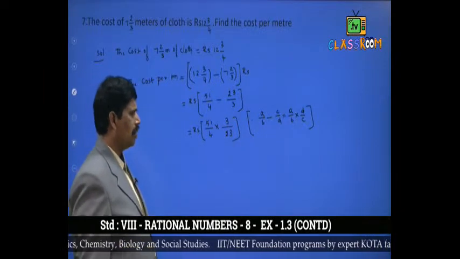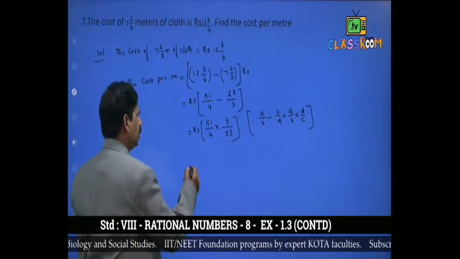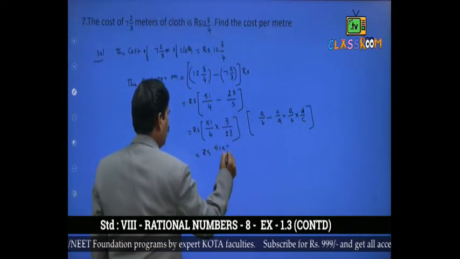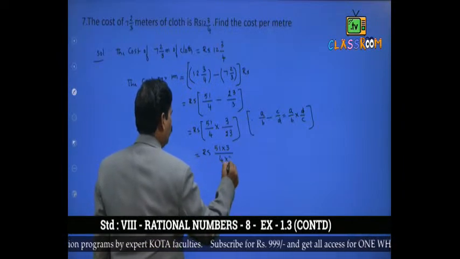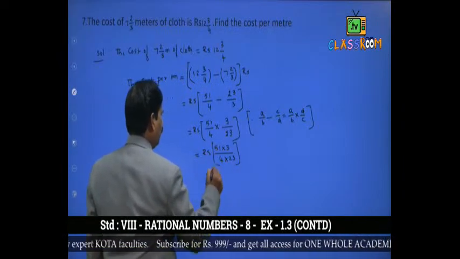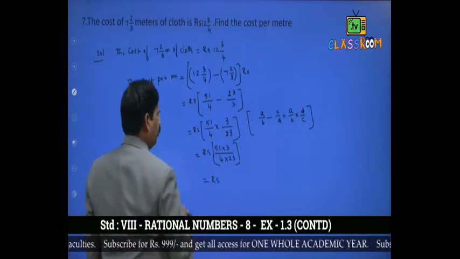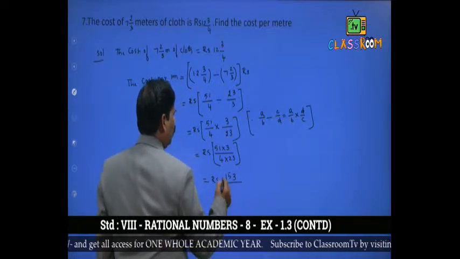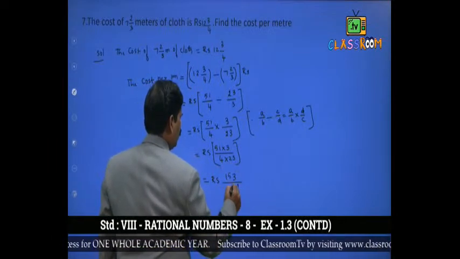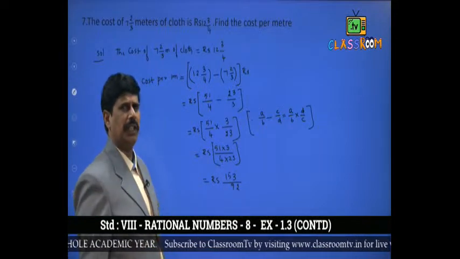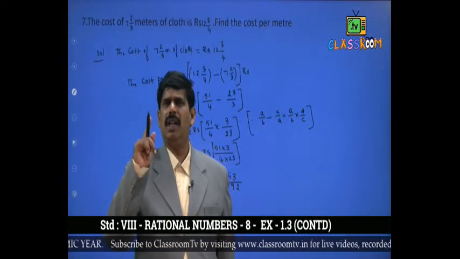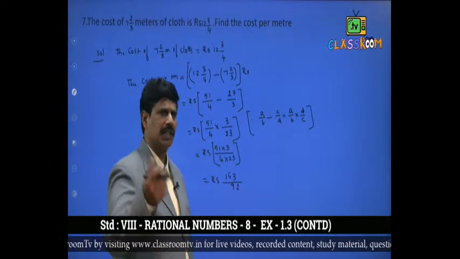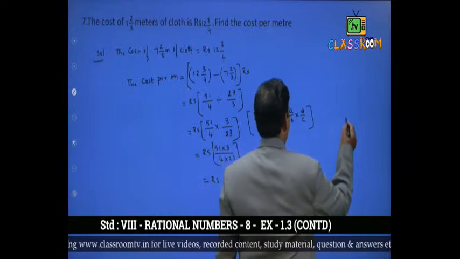Any cancellations? No. So now this is equal to rupees 51 into 3 by 4 into 23. A normal multiplication. Rupees 3 ones are 3, 3 fives are 15, 4 threes are 12, 92. So rupees 153 by 92 rupees the cost of 1 meter cloth. But it is improper. So convert into mixed. Let us see how will you convert this into mixed.